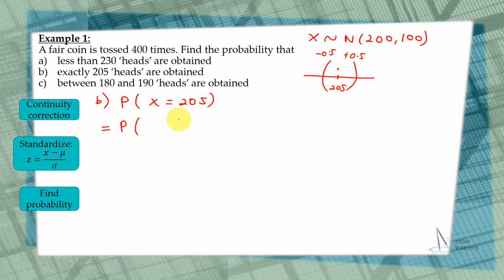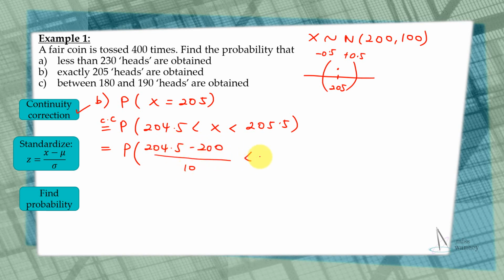So this is simply z in between 205 minus 0.5, so 204.5, and 205.5. So instead of having x equal to 205, we have done the continuity correction. So x will become somewhere in between 204.5 and 205.5. So I have done the continuity correction. Next, let us standardize. So this is 204.5 minus 200 divided by 10 less than z less than 205.5 minus 200 and then again divided by 10.